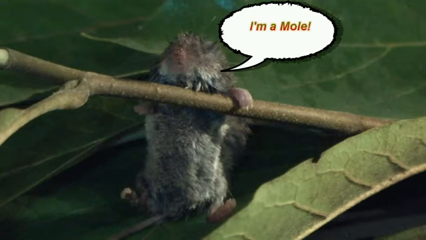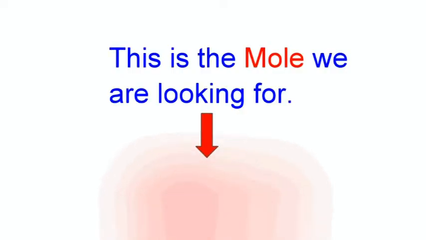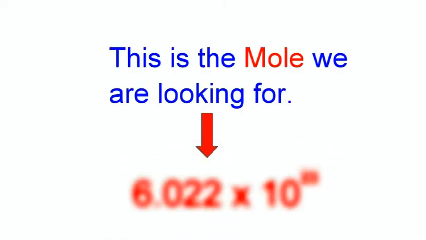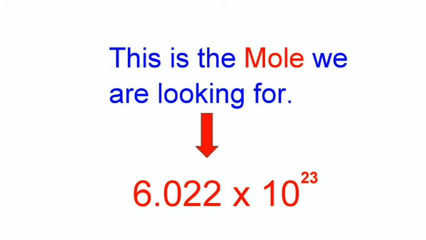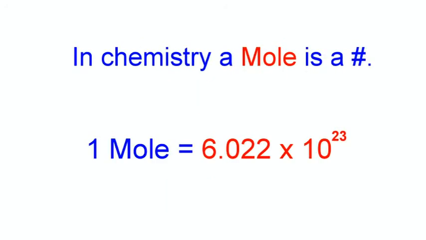Yes, that's a mole, but not the type that we're looking for. Here is the mole that we are looking for. In chemistry, the word mole means a number, a very specific number, 6.022 times 10 to the 23rd. This number is so important, it's highly recommended that you memorize it. 1 mole equals 6.022 times 10 to the 23rd.